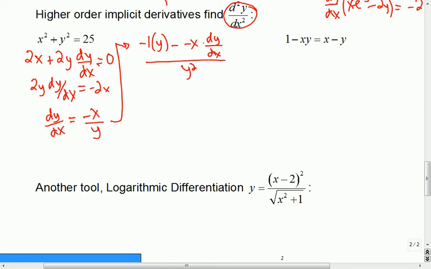Now this is the thing that tends to mess people up: you have this extra derivative here, and you're kind of like, well, what do I do with this? Anybody have a bright idea?